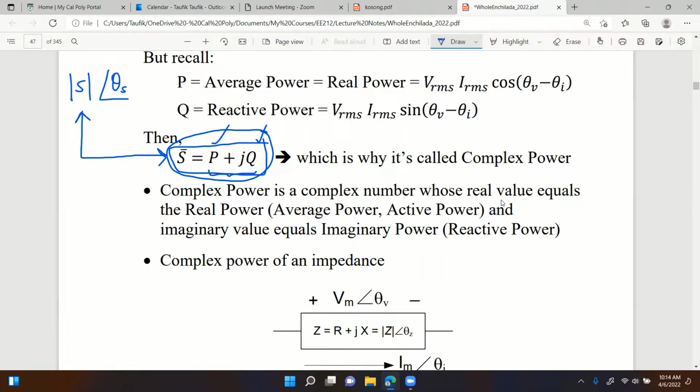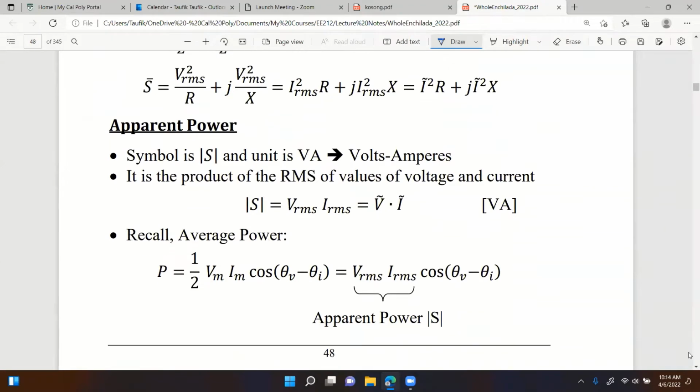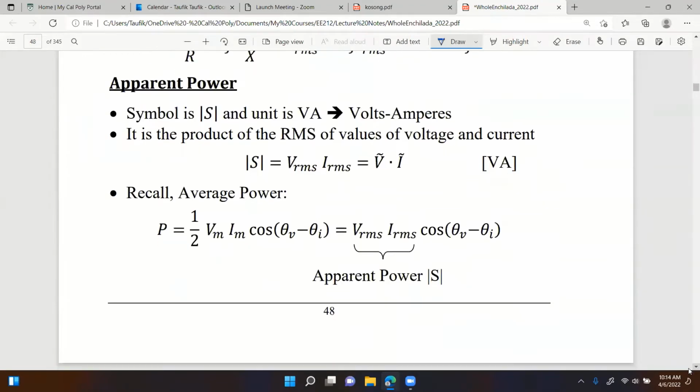So this brings us to the last type of AC power. We have four so far: instantaneous power, average power, reactive power, and now complex power. The very last type relates to complex power. Specifically, it is the magnitude of the complex power. This portion right here, the magnitude of the complex power, gives us the last type of AC power called apparent power.